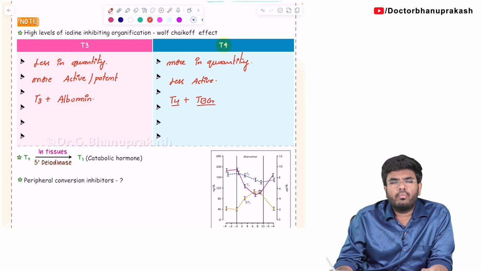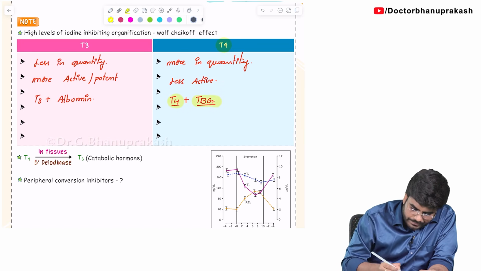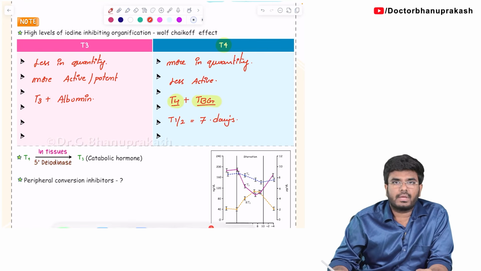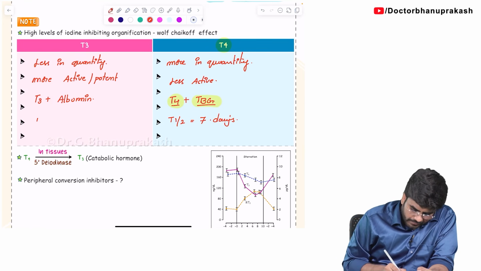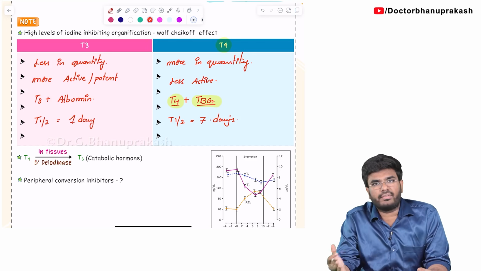Okay. So what is the half-life? The T4 half-life is almost 6 to 7 days. You can say almost a week. T3 half-life is 1 day. So you can remember it like 1 day and 1 week.